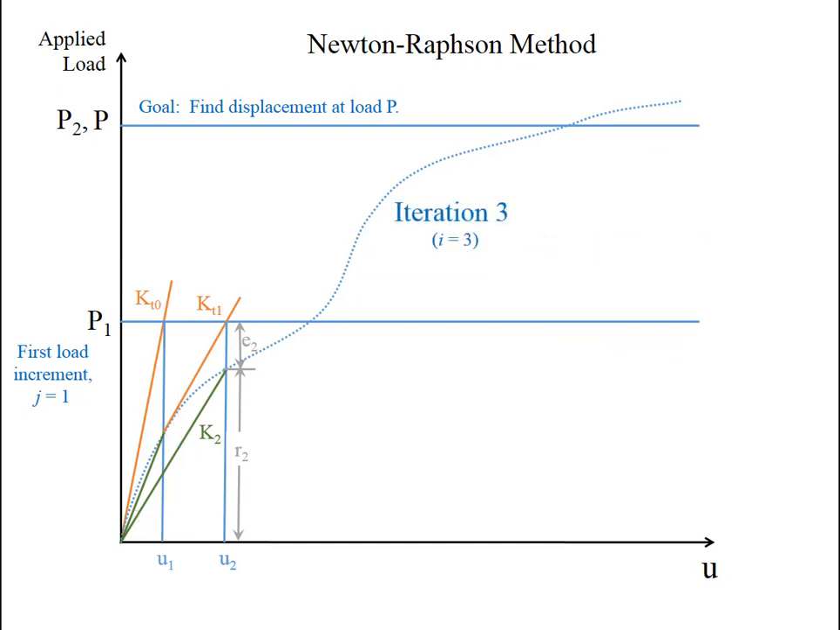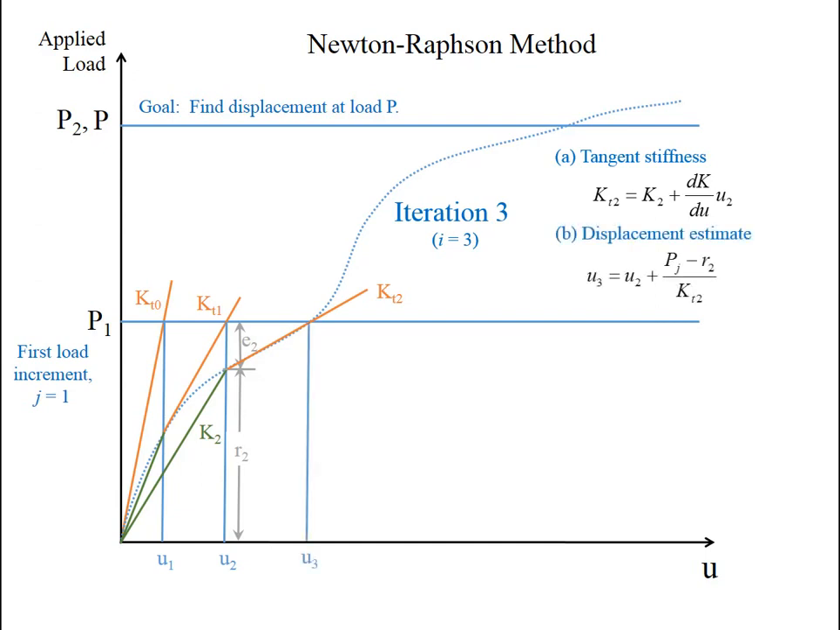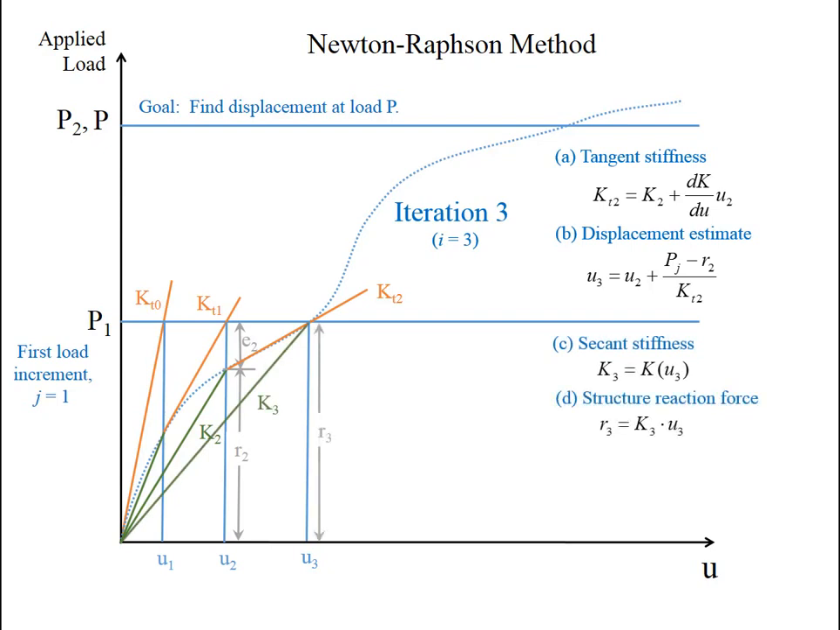We need another iteration here because we aren't small enough yet. So this is now iteration 3 for load increment 1. We calculate a new tangent stiffness, again at the location of U2. Then we get a new displacement estimate, U3, based on that tangent stiffness. We get a new secant stiffness, and then we evaluate the structure reaction force by multiplying the secant stiffness times the displacement estimate U3. We get our load error, which in this case is pretty darn small, and we are done with load increment 1.